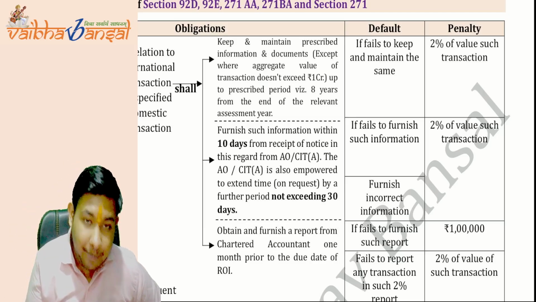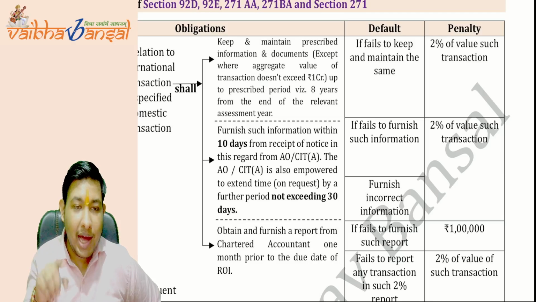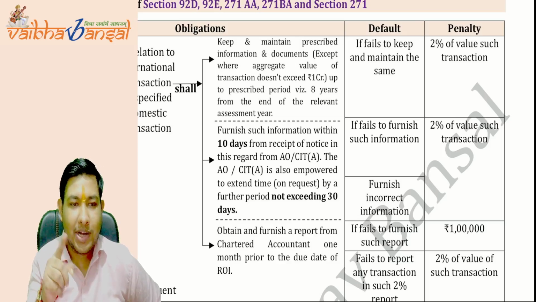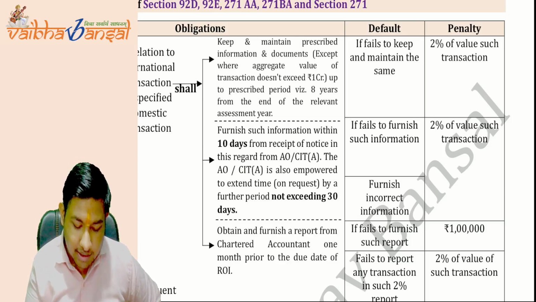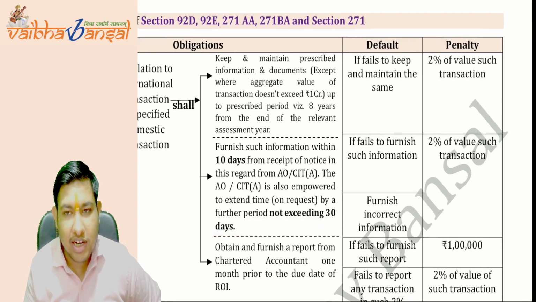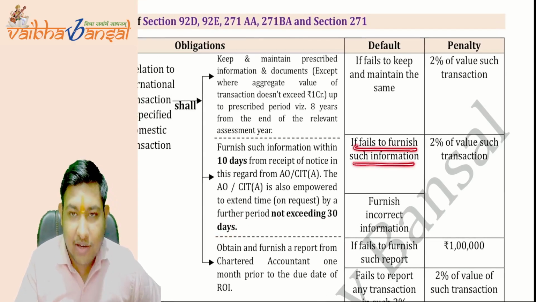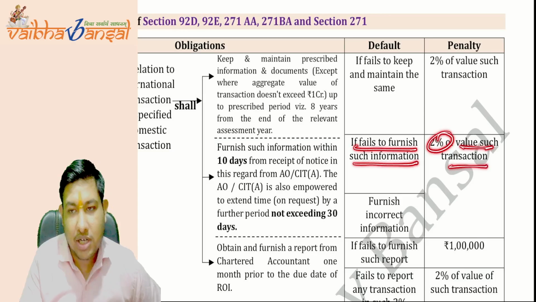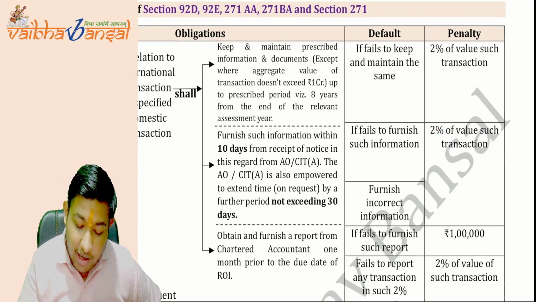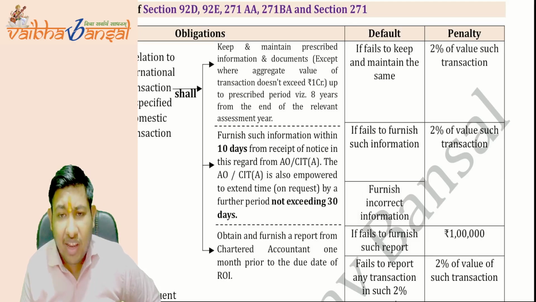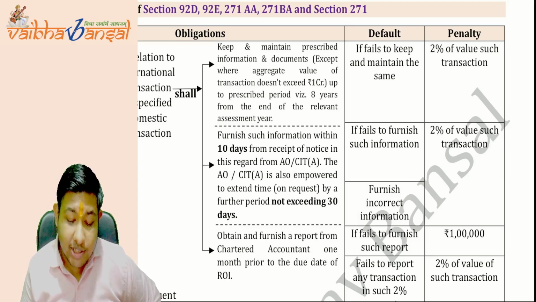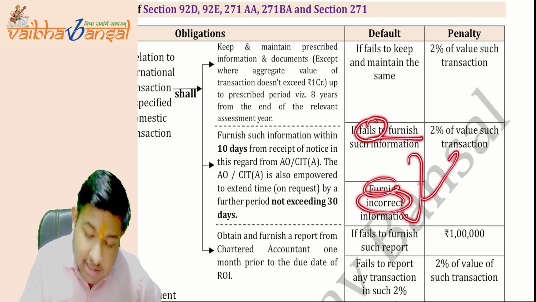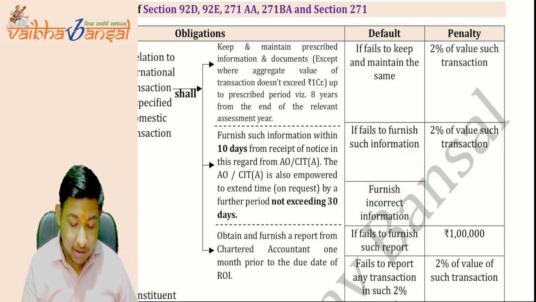Now, I have said the AO or the TPO may ask for information and documents, and you have to submit them within 10 days only. Further, the period can be extended by 30 days. If you fail to furnish such information, the penalty is 2% of such transaction. Or if you furnish incorrect information as well, in both cases, whether you fail to furnish or furnish incorrect information, the penalty is 2% of the value of such transaction.